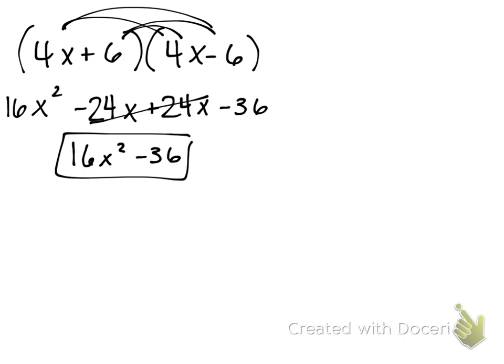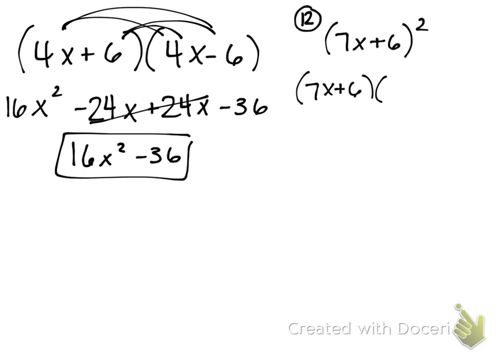Do I want you to write 0x in the middle? No, I do not. Okay? Number 12, we have 7x plus 6 squared. What does that squared mean that I do? Write it twice. Right, Tyson? Okay, so what am I going to do first?